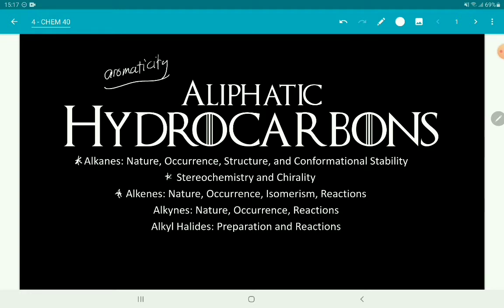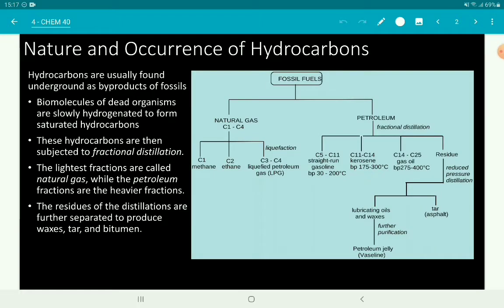I-discuss ko din yung properties, nature, occurrence, tsaka reactions ng alkenes and alkynes. Okay, yung alkenes, alam naman to, these are hydrocarbons with sp2 carbons, yung nagdo-double bond. Alkynes, meron silang triple bonded carbons, yung mga sp hybridized carbons. Okay, so finally, we'll discuss alkyl halides, yung preparation and reactions, as well as their properties and occurrence. Okay? So, in this video, focus muna tayo sa nature and occurrence ng hydrocarbons as well as their conformational stability.